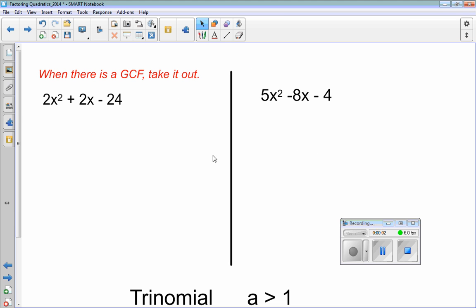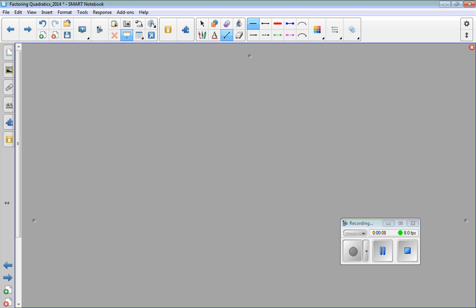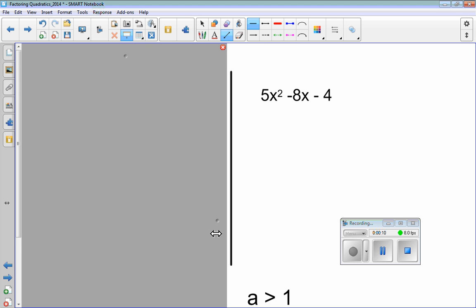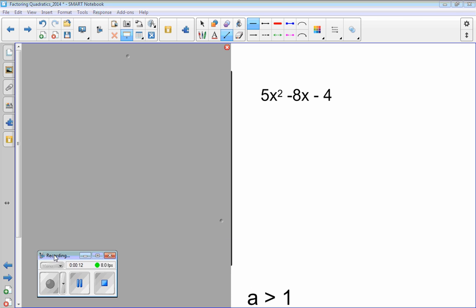All right, so we did this last time, so I'm just going to leave this one blank, and we're going to cover it up. We're just going to be working on the right-hand side of our foldable, where we have a trinomial where a is greater than 1. Your leading coefficient's not 1, it's not -1, and in this case, we cannot take the GCF out, okay?